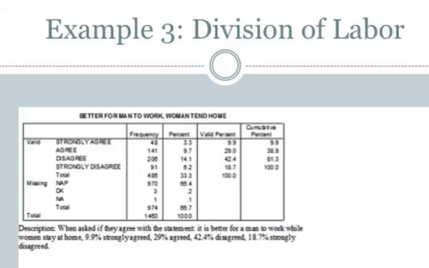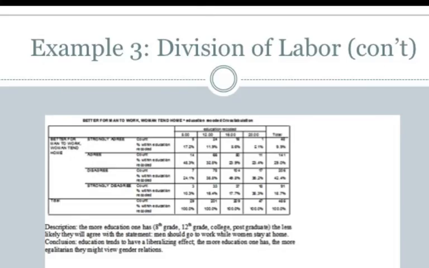You can particularly see that in the last part here, strongly disagree in this row going left to right. 10.3% are going to strongly disagree with the statement of those who have an 8th grade education or junior high education. This is significantly less than the average 18.7%. Okay, so as you go from left to right along this column, you're going to start to see the percentage increase. Okay, so 16.4% of those who had a high school education strongly disagree. 17.7% of those who had a college education strongly disagree. And those who had a graduate or postgraduate education, 38.3% strongly disagree with this statement. Again, significantly higher than that average of 18.7%. So looking at this table, you can conclude that education tends to have a liberalizing effect. The more education one has, the more egalitarian they might view gender relations.